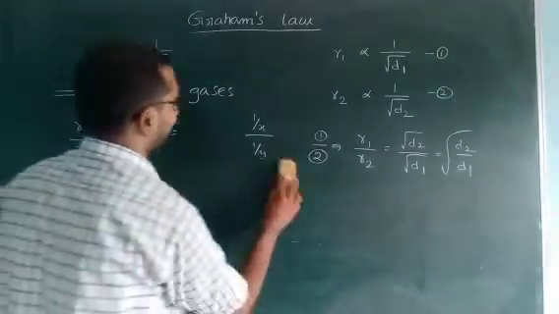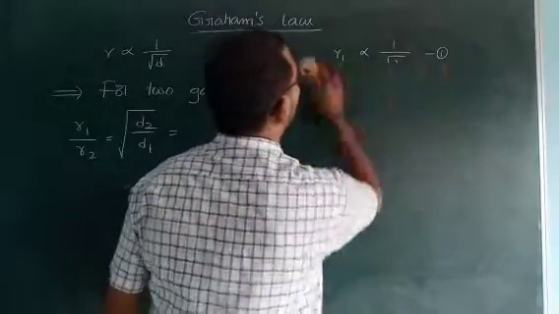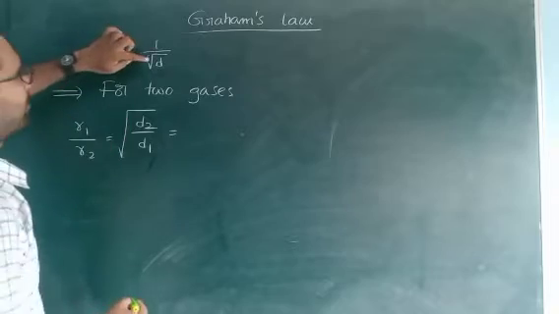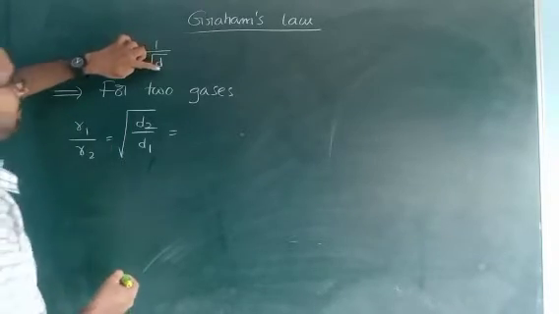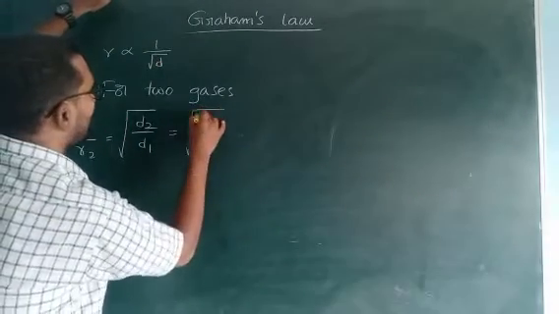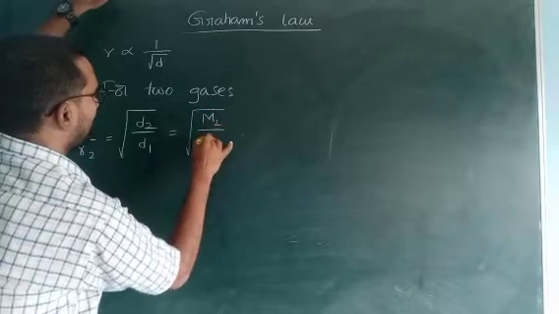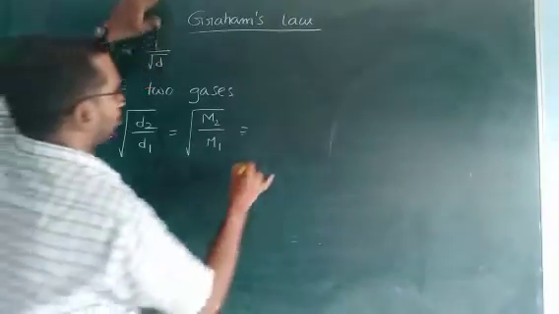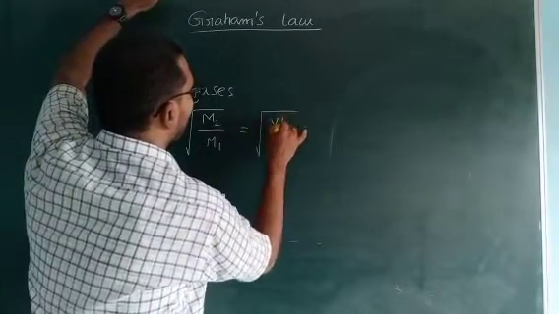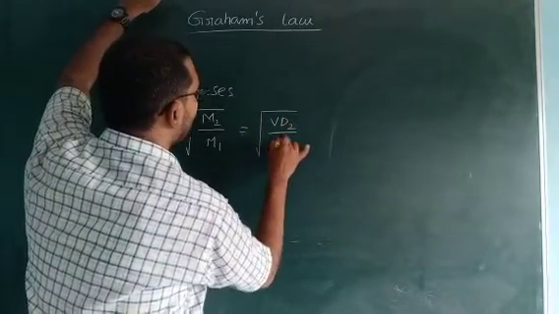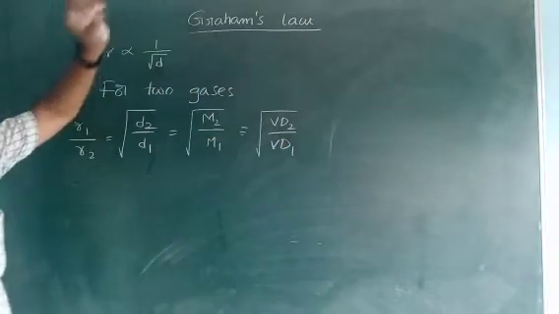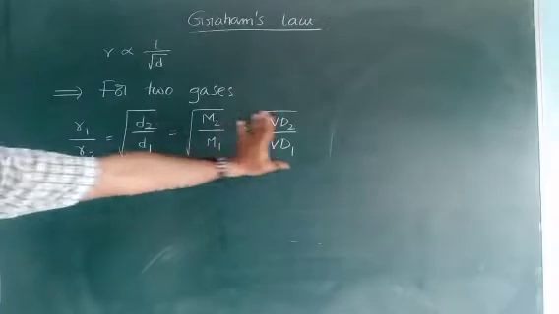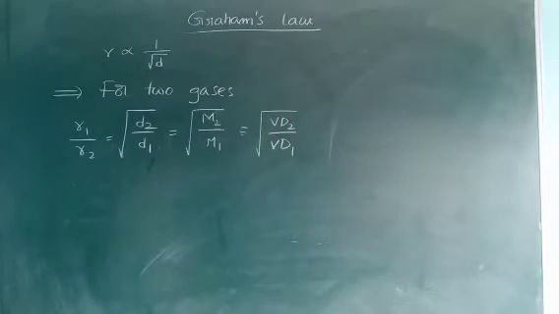Similarly, what is the other relation? R is inversely proportional to the square root of molecular mass. So R1 by R2 is equal to root over M2 by M1. In this place we can write VD also: root over VD2 by VD1. Okay? So in total, these formulas are very important for solving problems.